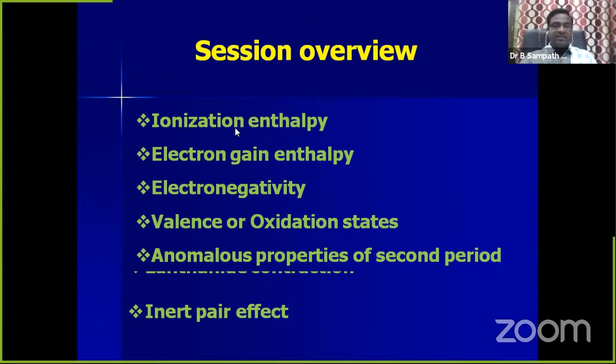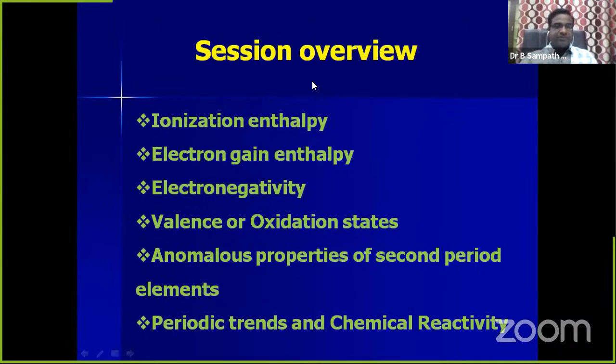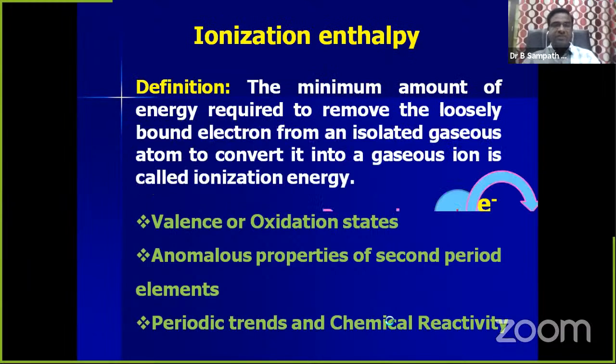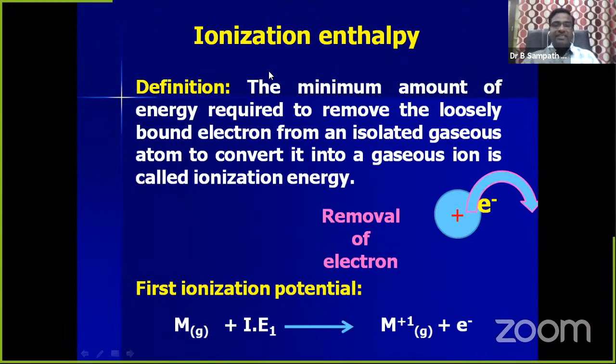Now this is today's session overview. Ionization enthalpy, electron gain enthalpy, electronegativity, valency or oxidation states, anomalous properties of second period elements, periodic trends and chemical reactivity. So children, let us see one by one. The first one is ionization enthalpy.